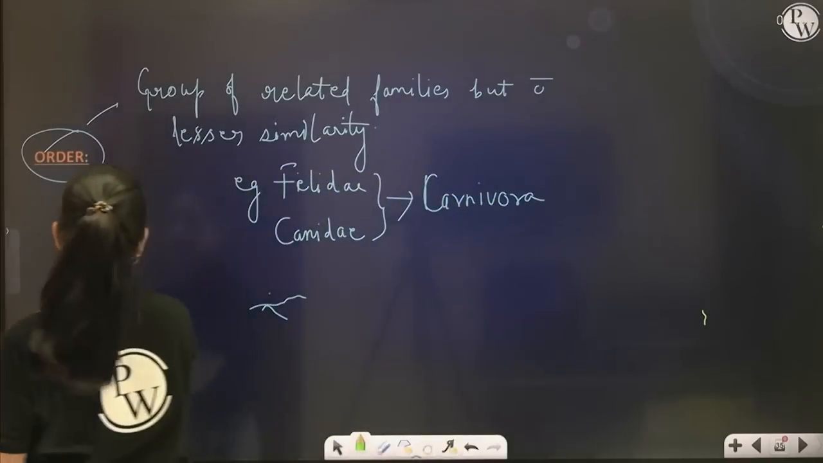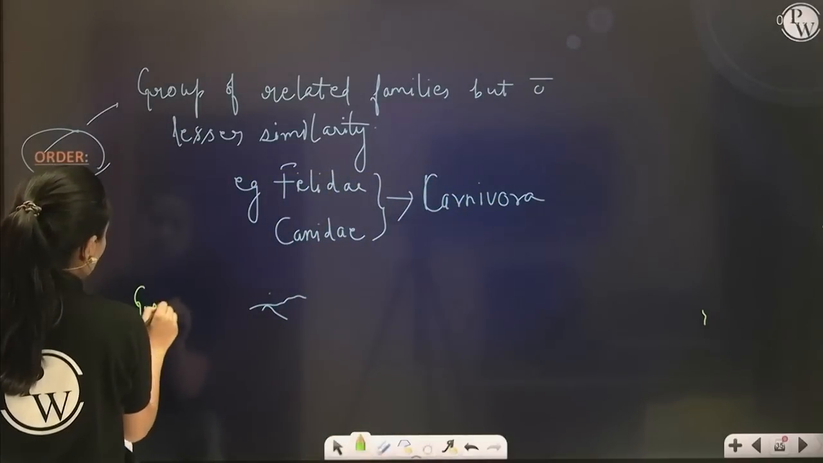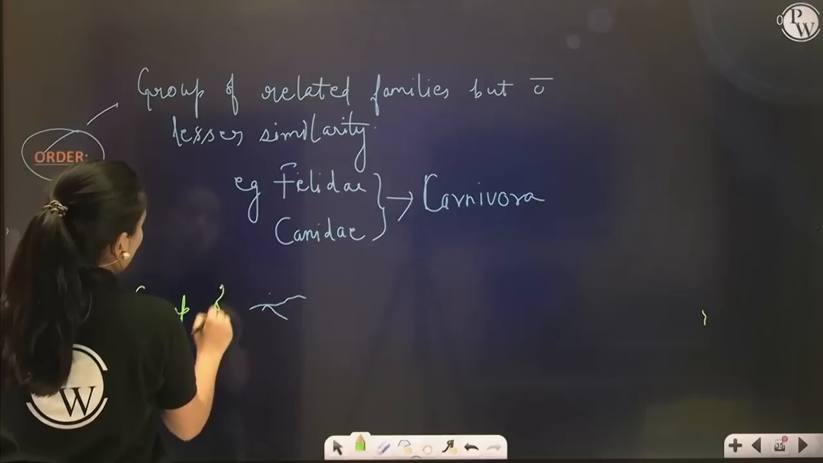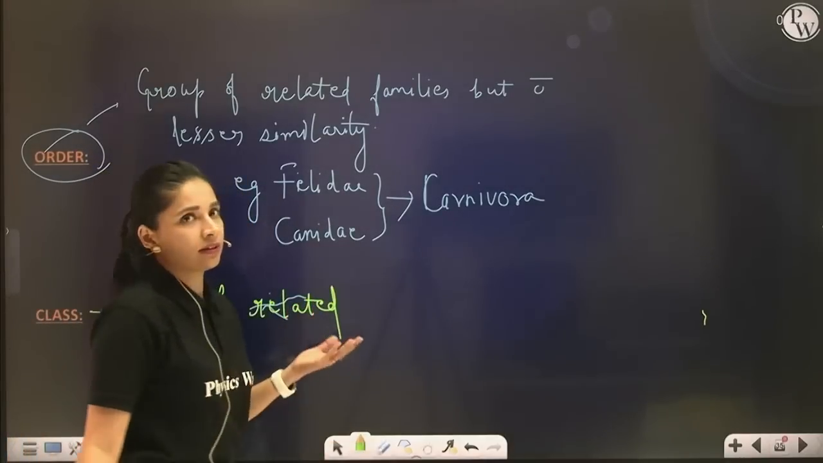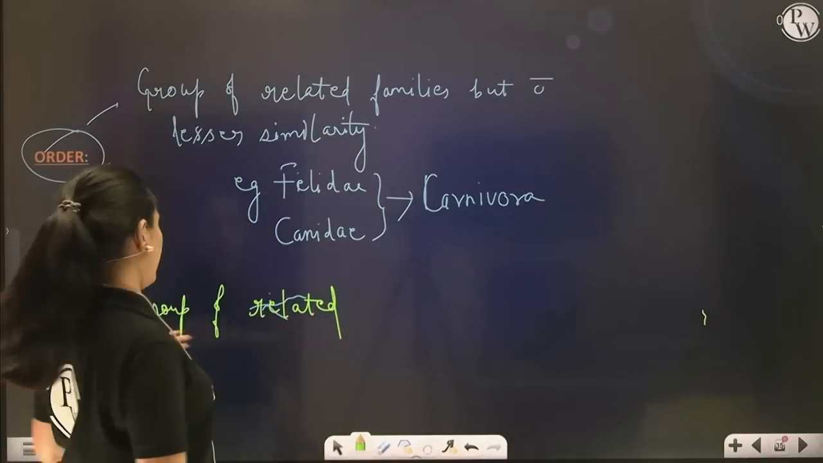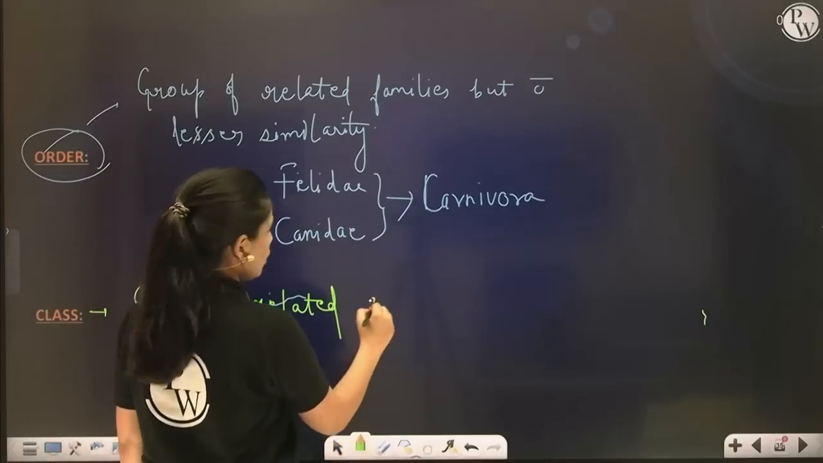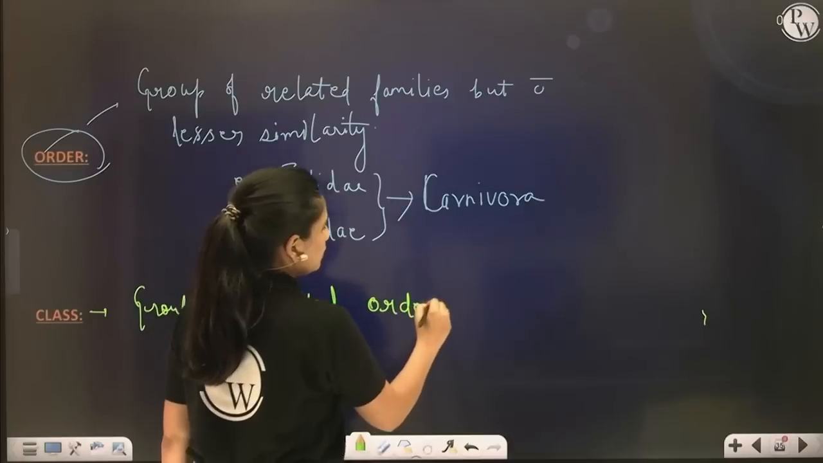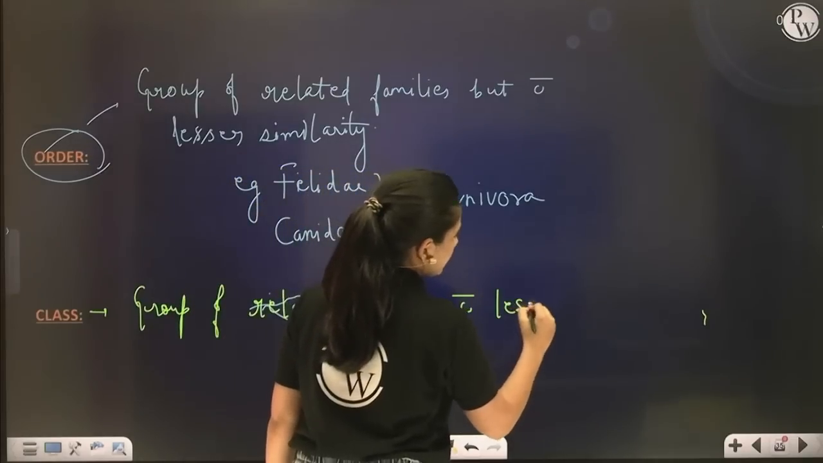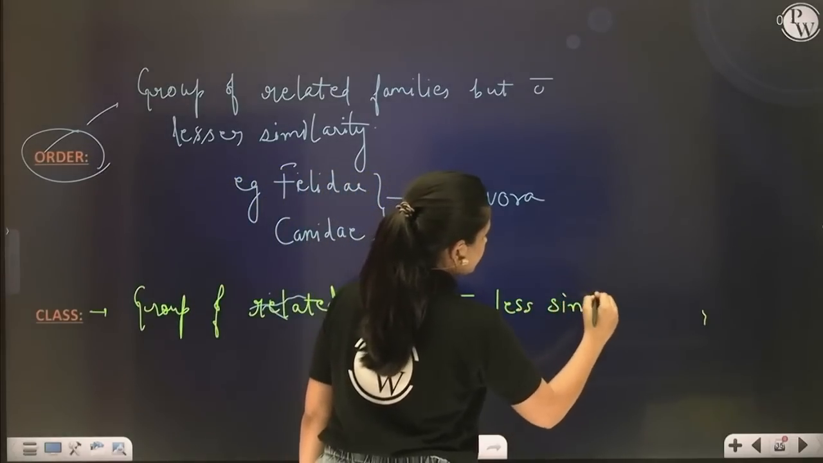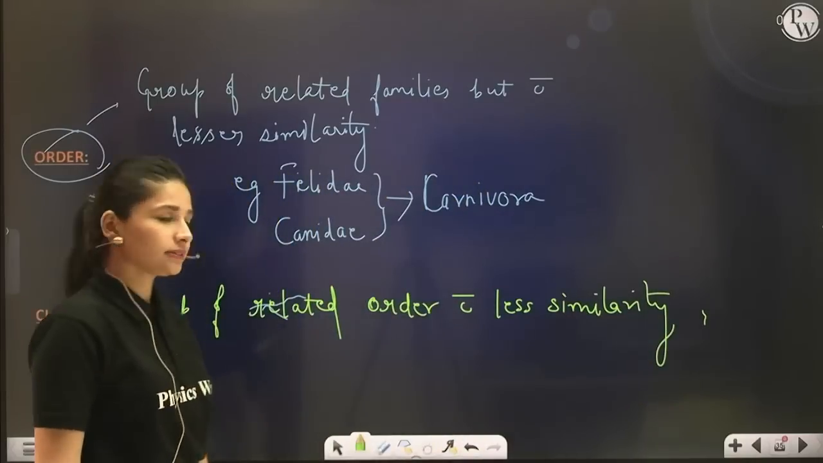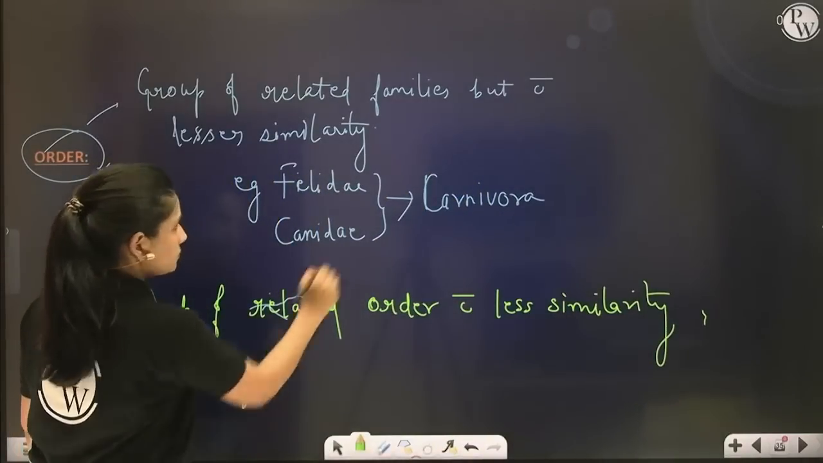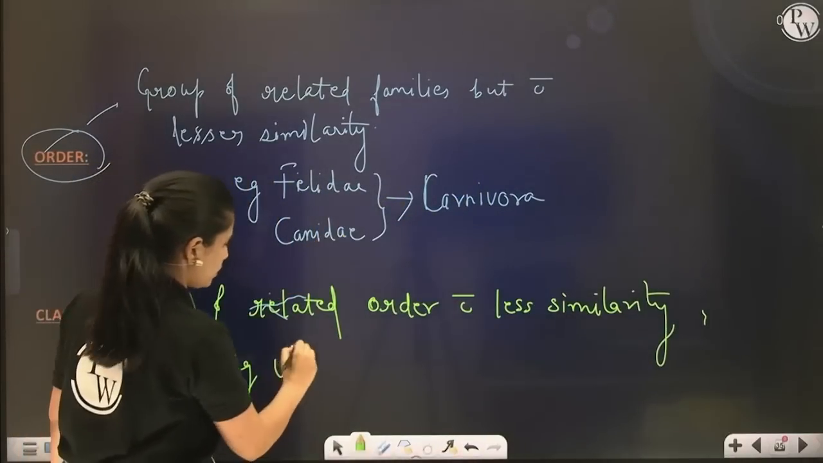Moving ahead. Next is class. How will you define class? Group of related orders with less similarity. Right?